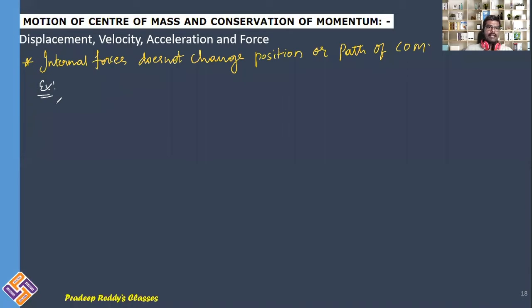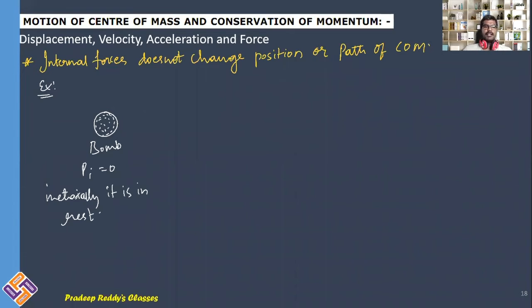Let us take an explosion. This is a bomb. Now initially it is at rest and it is made up of many particles. This is initially at rest. What is the initial momentum? It is 0. Initially it is in rest position, so therefore its momentum will be equal to 0.